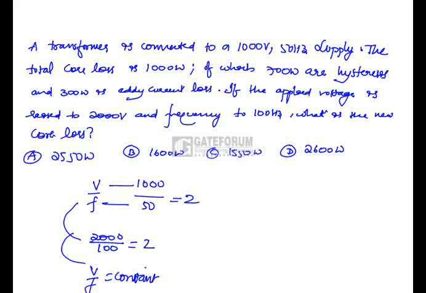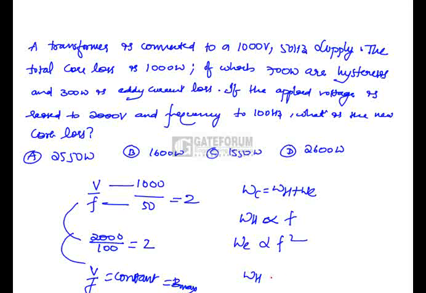So that means the V by F ratio is constant. The core loss is given as hysteresis plus eddy current loss. When V by F ratio is constant, hysteresis loss is directly proportional to frequency F, whereas eddy current loss is proportional to F square. V by F ratio is nothing but B max. Generally, hysteresis loss is directly proportional to B max power 1.6 into F. If V by F ratio is not constant, then it is directly proportional to V power 1.6 F power minus 0.6.